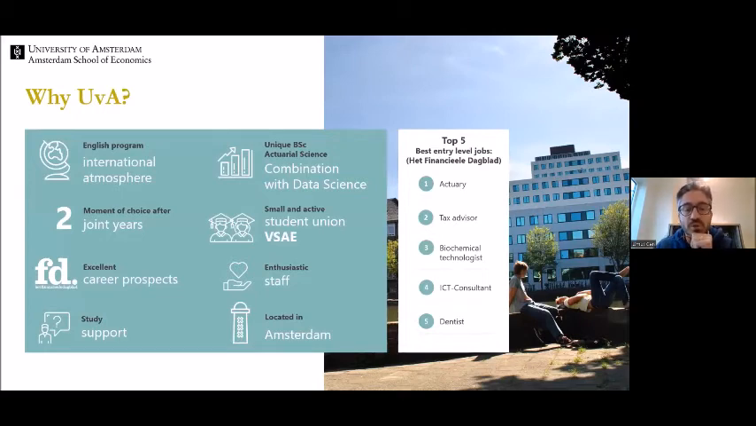As I said, the moment of choice about the program comes after 2 joint years, so you can still change your mind whether you want to do actuarial science or econometrics or data science. So you have some time to think about it, because the first 2 years will be joint. We have a small and very active student union called the VSAE, and the chairman of the student union is here with us, and she will tell you in a little bit about all the different things that the student union does.